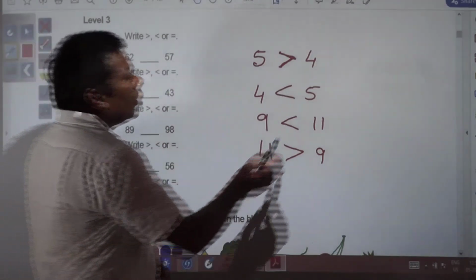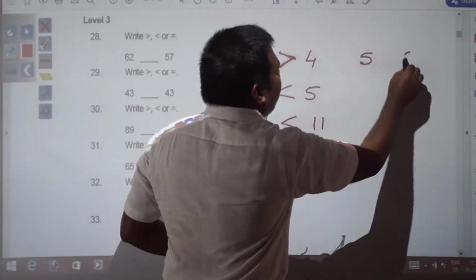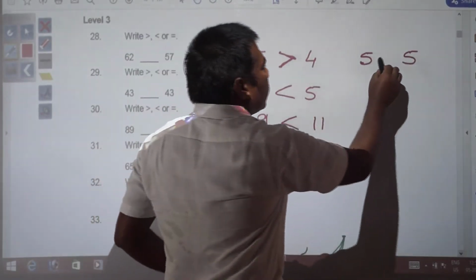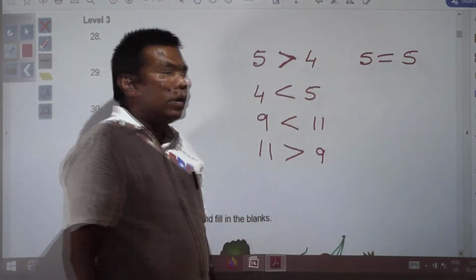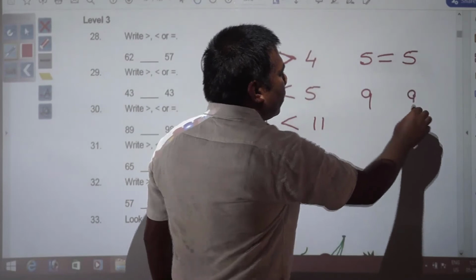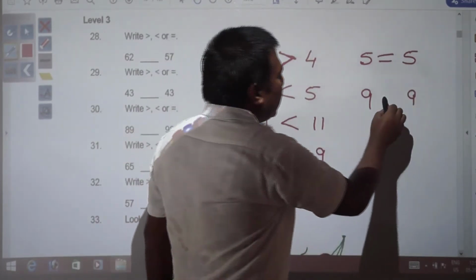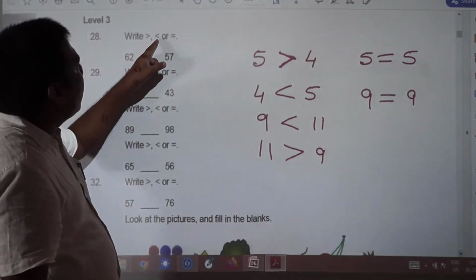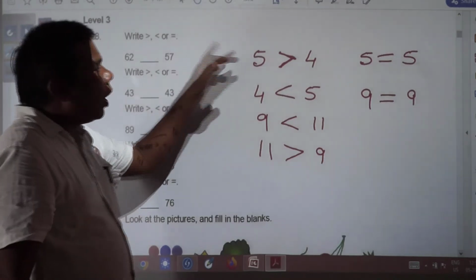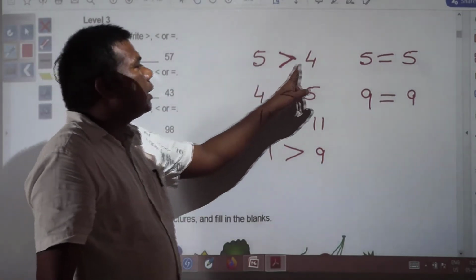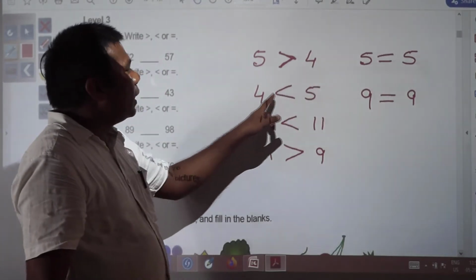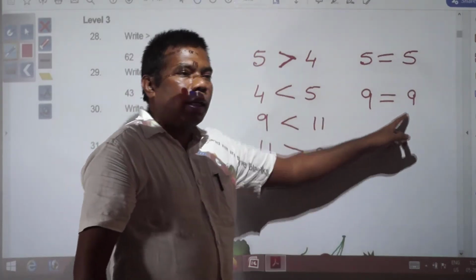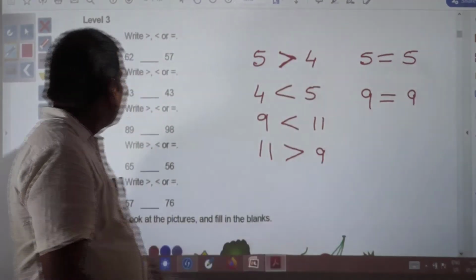And for equal to, suppose you have 5 and 5. If you are comparing 5 and 5, both are equal, so this sign will be required. Suppose any other number, 9 and 9. Both numbers are equal, so the equal to sign will be there. Got it? So this is greater than, smaller than, and equal to. How do we read this? 5 is greater than 4. 4 is lesser than 5. 5 is equal to 5, or 9 is equal to 9. Likewise, we read.